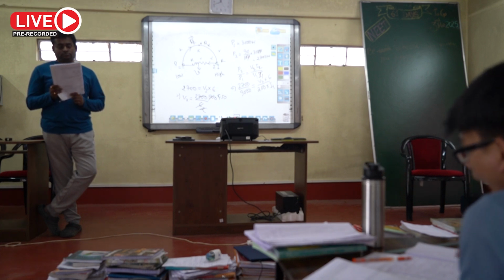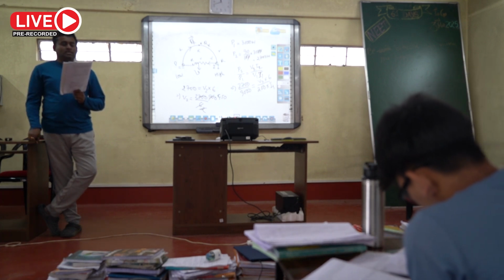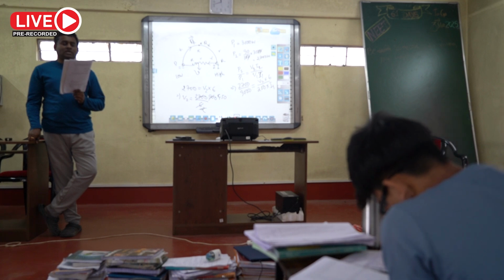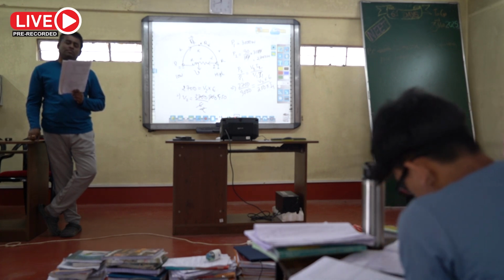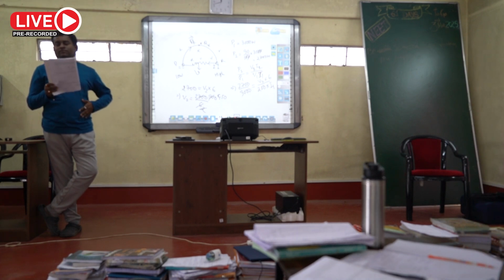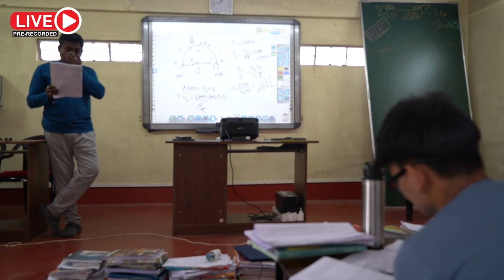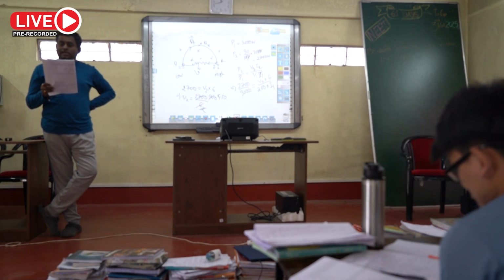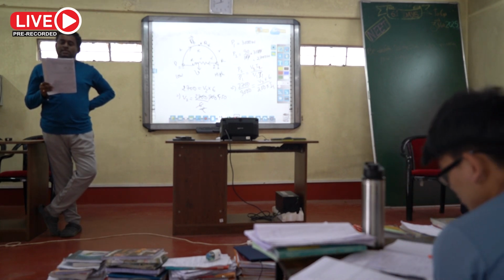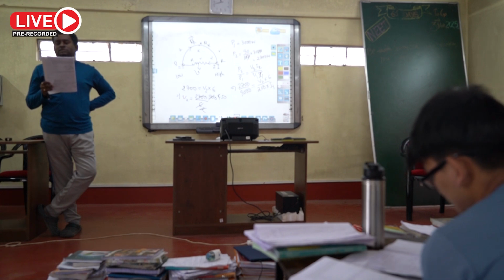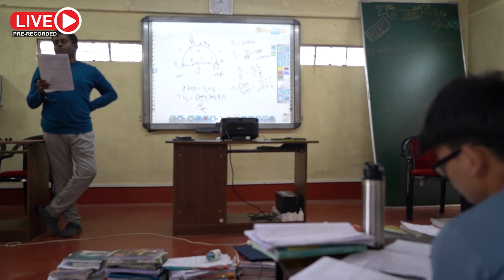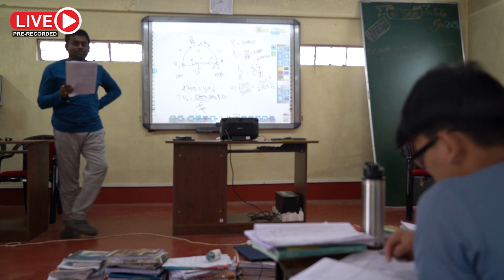Question 34. The light with an energy flux 25 into 10 to the power 4 watt per meter square falls on a perfectly reflecting surface. At normal incidence, if the surface area is 15 cm square, the average force exerted on the surface is.